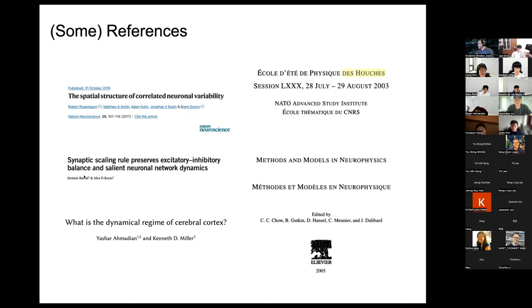I have a question. If you want to balance the network, there's another important property of neural networks, which is conduction delay. So conduction delay is also an important feature to make a balanced network. Did you consider it?